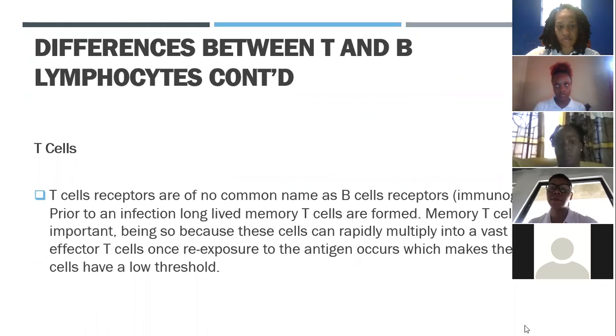Now, T cell receptors are of no common name, as B cell receptors are immunoglobulins. Make note of that, please. Prior to an infection, long-lived memory T cells are formed. Memory T cells are important because these cells can rapidly multiply into the vast majority of affected T cells once re-exposure to the antigen occurs, which makes the memory T cell have a low threshold.